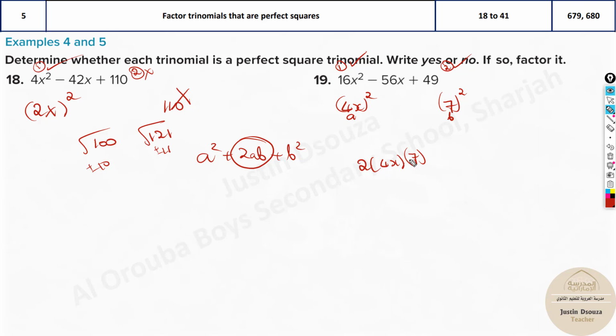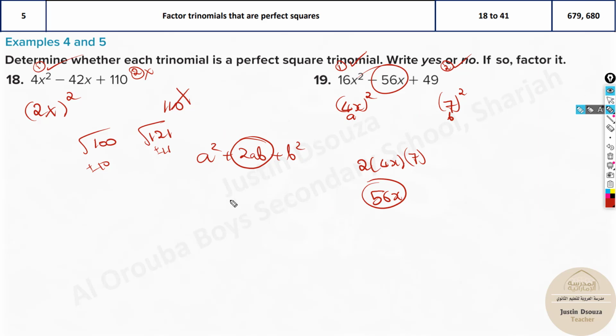Let's do 2 times 7 times 2. The easy way would be 7 times 4, so 28. 28 times 2 is 56. And x. Let's check. Yes, this is correct. So the sign doesn't matter. It can be plus or minus, it doesn't matter. Here, this checks.